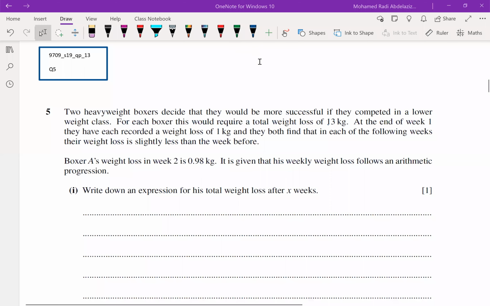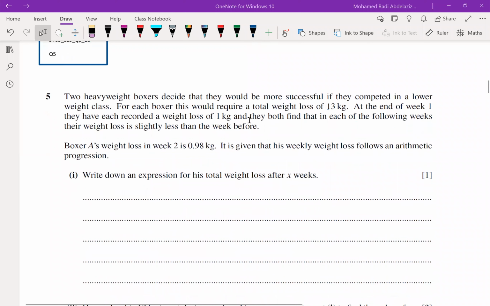Guys, in this tutorial, I'm going to solve question number 5, variant 3, May/June 19. Two heavyweight boxers decide that they will be more successful if they competed in a lower weight class. For each one, this would require a total weight loss of 13 kilograms.